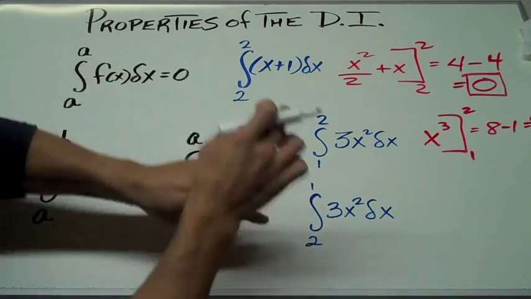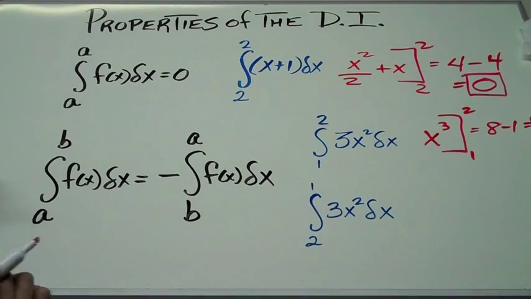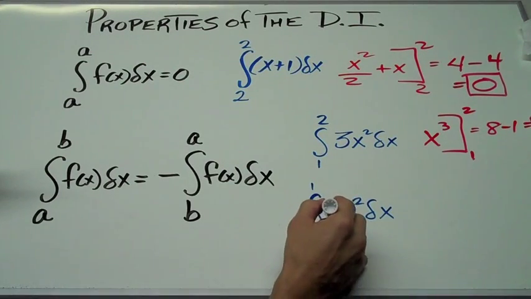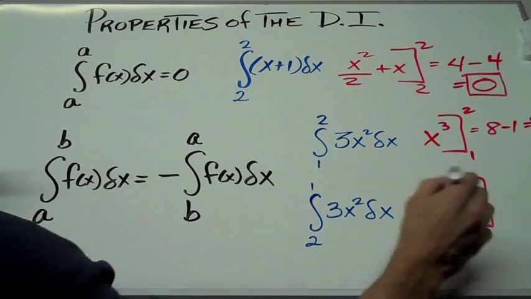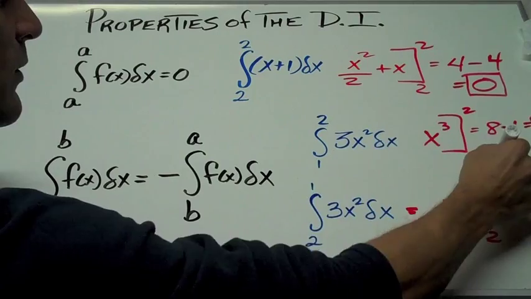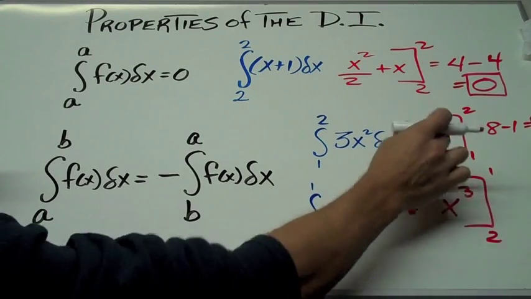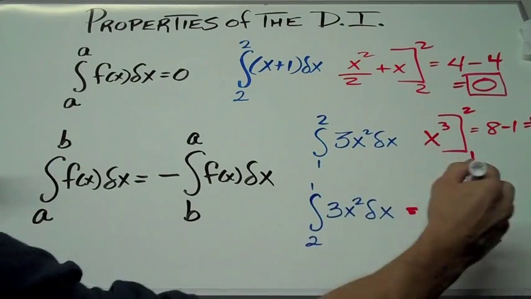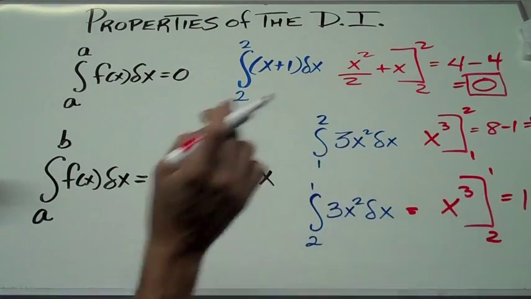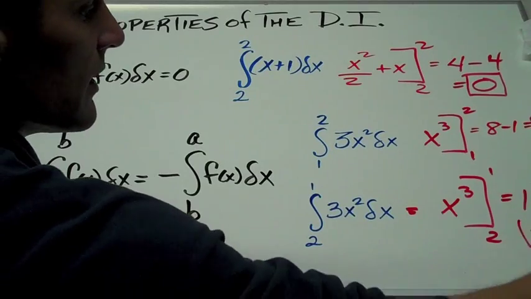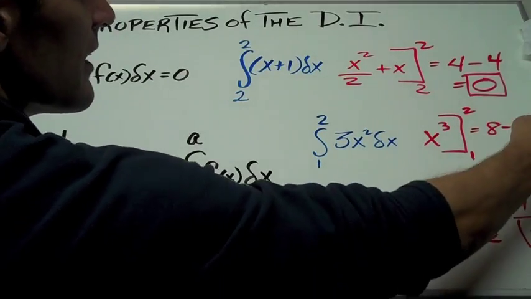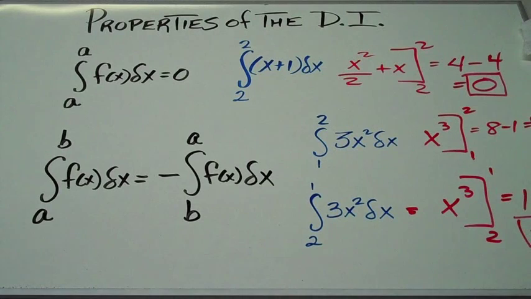If I switch these, I should expect the opposite of that. So this is, again, 3x squared. When I take the integral, I get x cubed, and I'm evaluating that from 2 to 1. My lower bound is 2, my upper bound is 1. That means plug in a 1, and I get 1. Plug in a 2, and I get 8. 1 minus 8 is negative 7. So we can see that, yes, indeed, they are opposite each other.